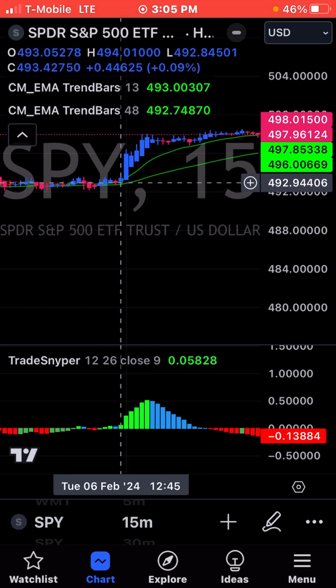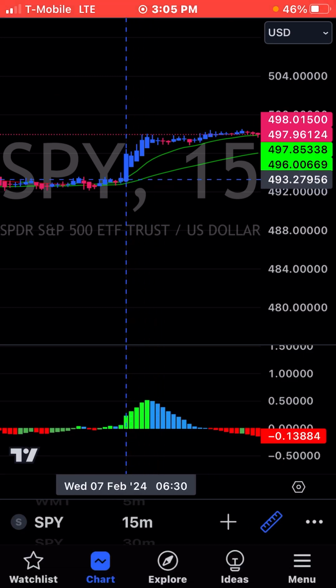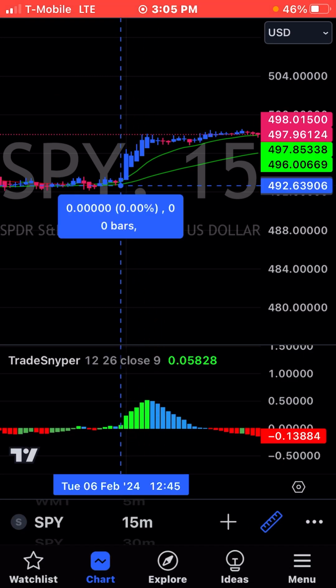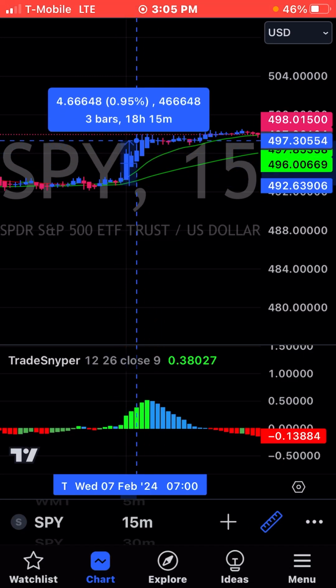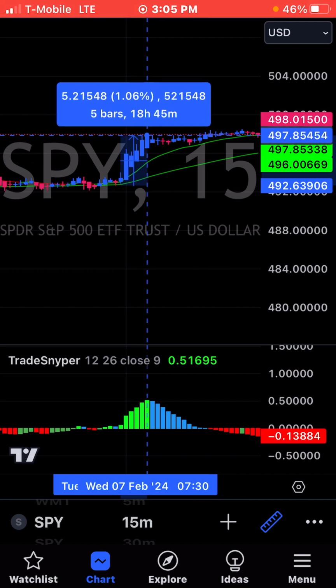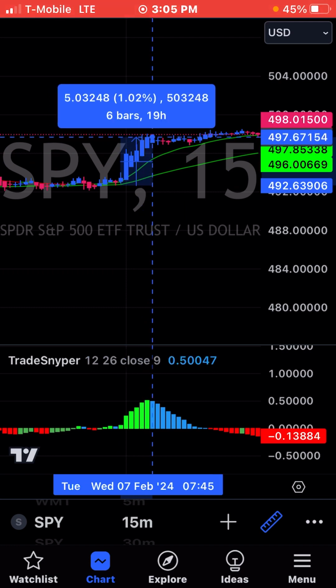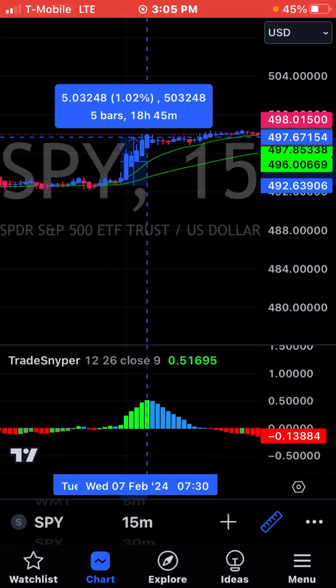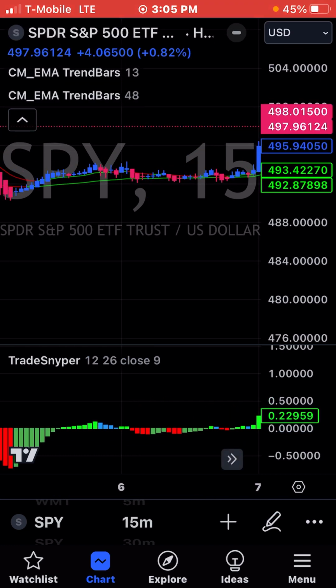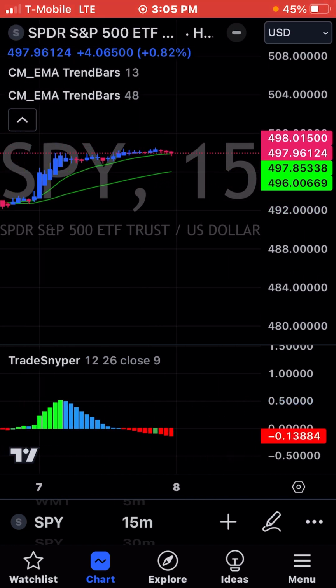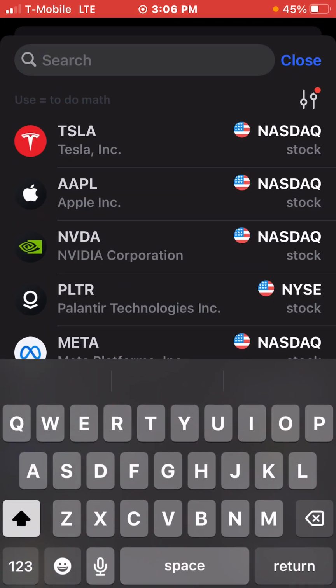So you find one here on the 15 minute. Now we only focus on the uptrend because the overall direction is going up. So you could come here and get out when it turns blue, when it starts going down, and you could get some profit right here. So that's kind of how you do it with SPY. Let's look at some other stocks.